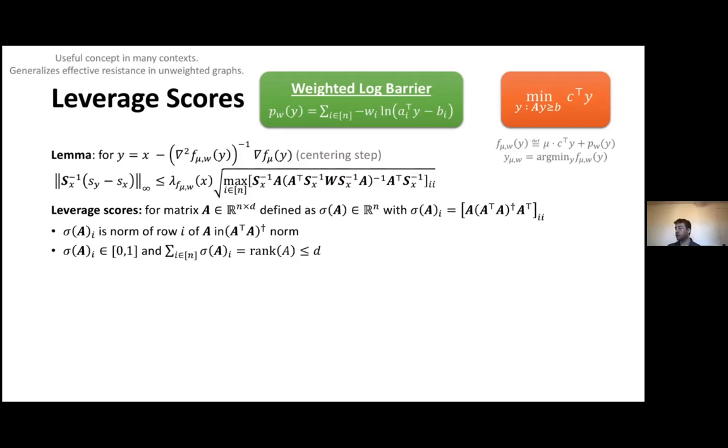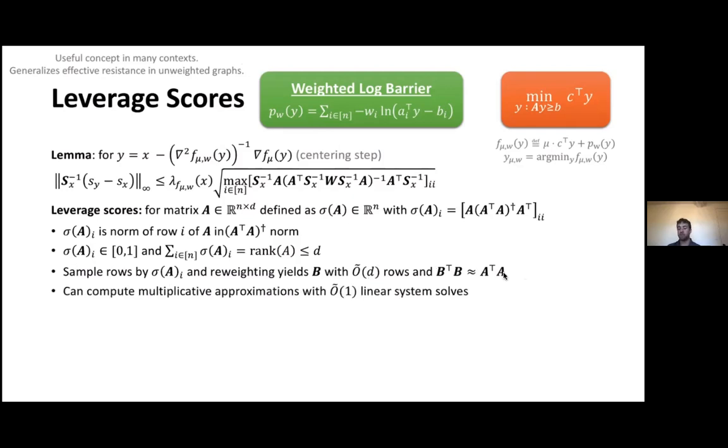Thanks. Two other properties that are good to know. One, very useful in a number of contexts, we won't go into it too much today. You can show that if you sample rows of a matrix by their leverage score and appropriately reweight them, you only need O(d) samples to make a matrix B with only O(d) rows, where B transpose B is approximately A transpose A.